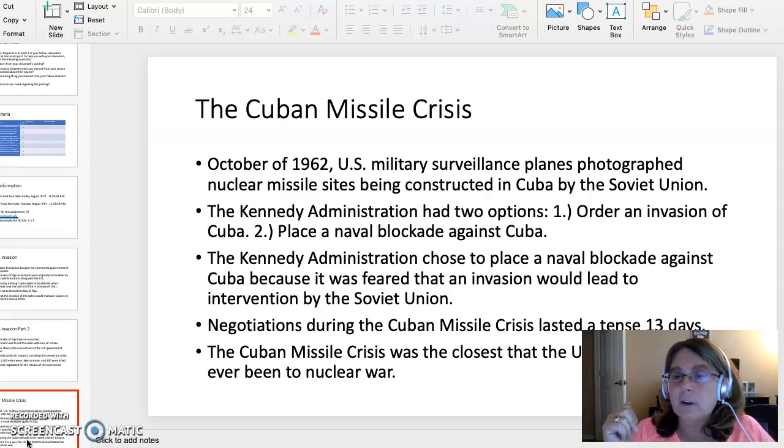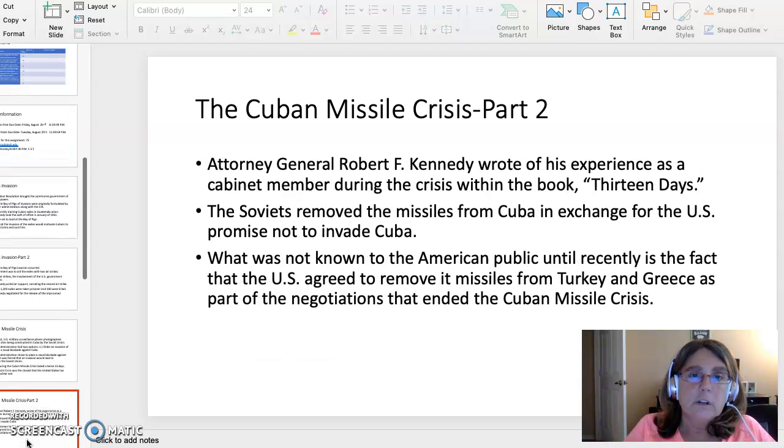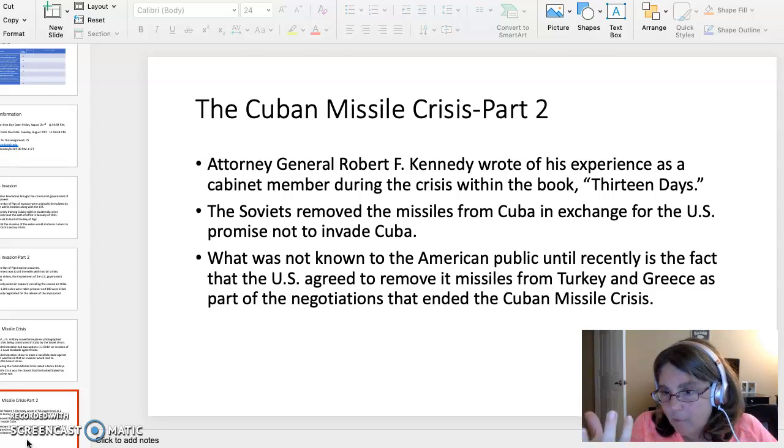Negotiations during the Cuban Missile Crisis lasted a very tense 13 days. In fact, a great book is 13 Days by Robert F. Kennedy. Robert F. Kennedy was the president's brother. He served as his attorney general, and he was very much involved in the cabinet meetings regarding the Cuban Missile Crisis. The Cuban Missile Crisis was the closest the United States has ever been to nuclear war. Attorney General Robert F. Kennedy, again, wrote a book about his experience as a cabinet member during the Cuban Missile Crisis. It's called 13 Days. It was also turned into a Hollywood movie.